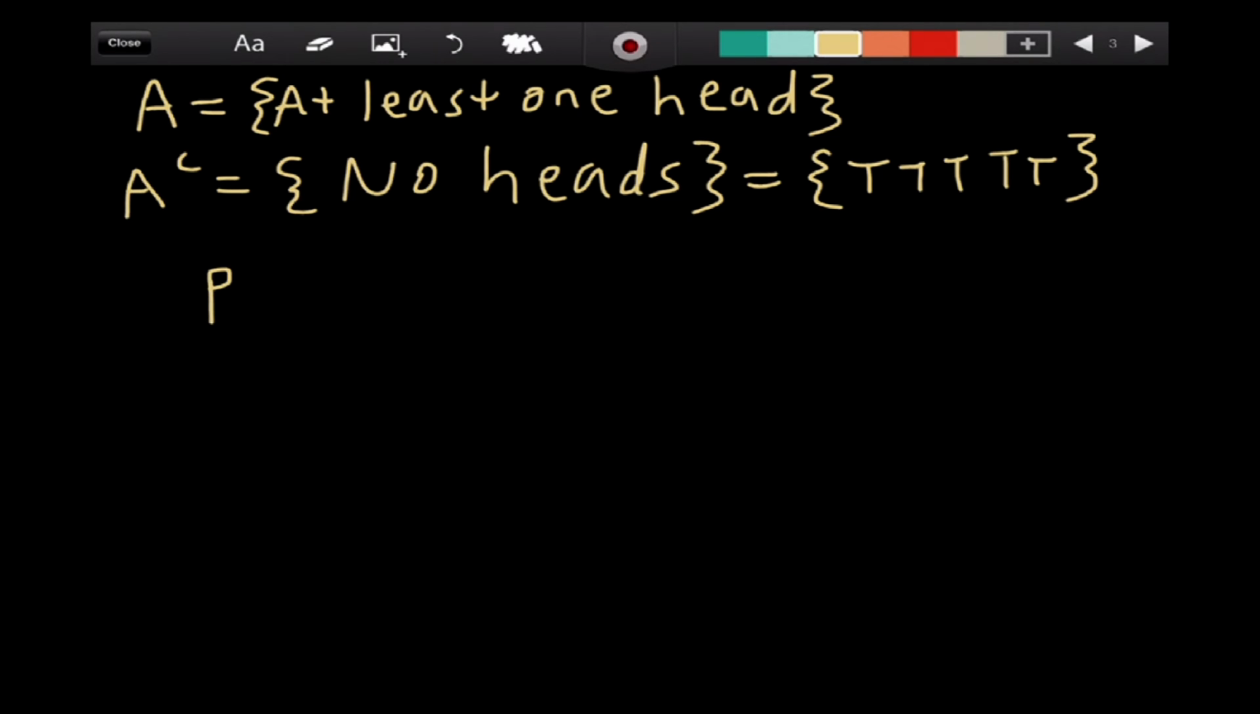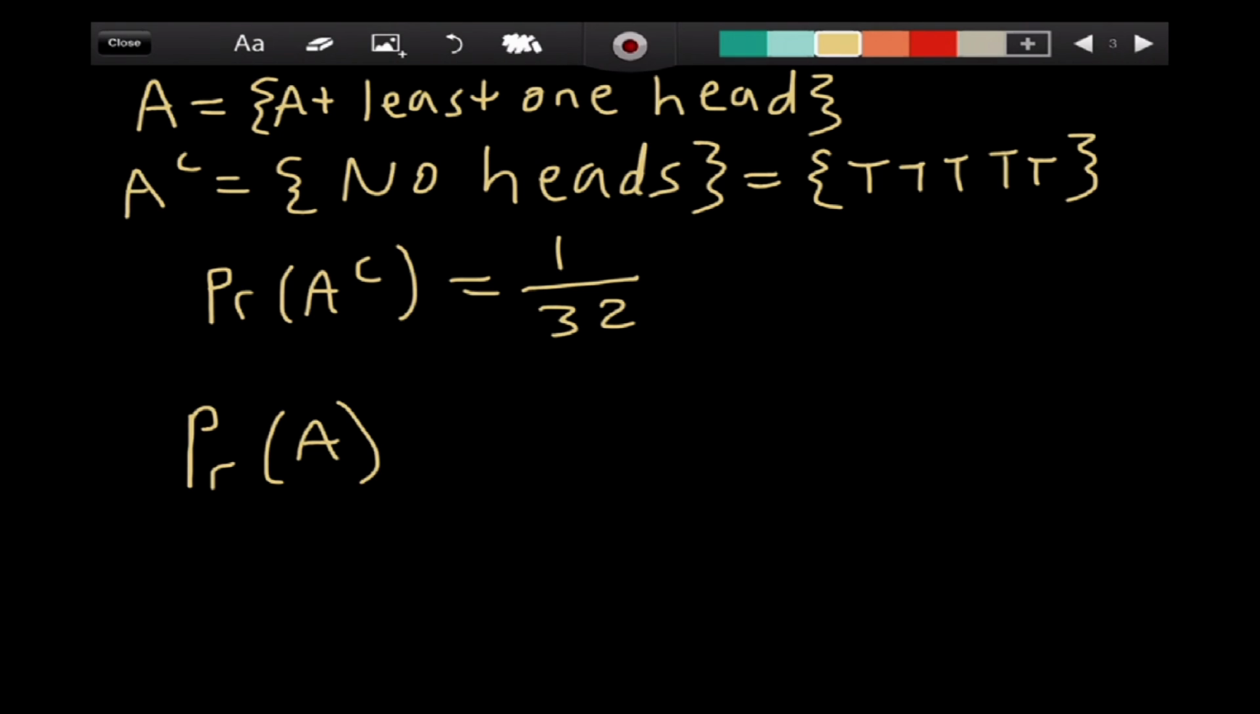And so the probability of A complement is 1 outcome, divided by 32, the total number of outcomes. And from here it's quite easy to get the probability of A, at least one head. This is just 1, the probability of everything, minus 1 in 32, the probability of no heads, or 31 over 32, close to 1.